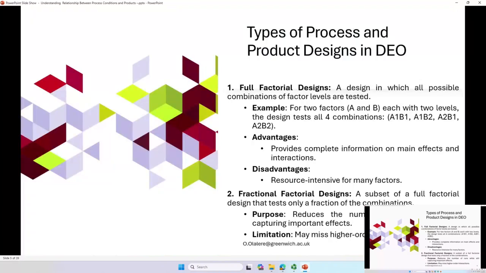Types of processes and product design in design of experiment. For this class, you can consider full factorial design or fractional factorial design. Please, this is just English. All of this is inside that software, right? So we determine full factorial design and we determine fractional factorial design.